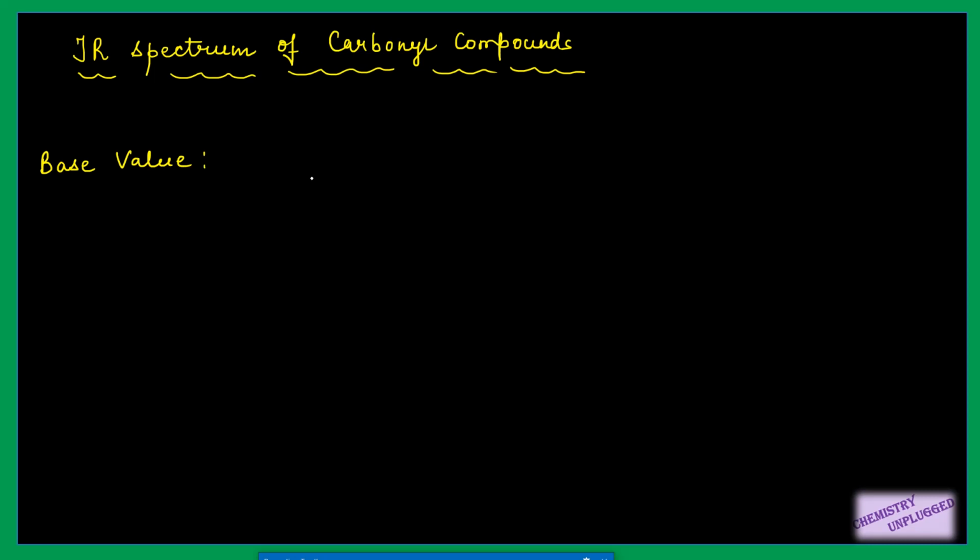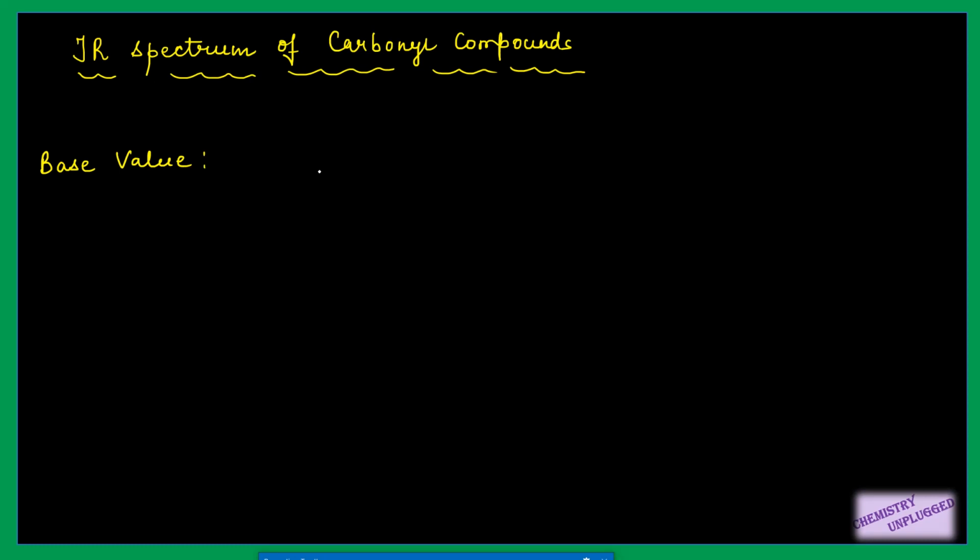So in today's video we will take the second part of IR spectrum of organic compounds, and in this part we will take the most important organic compounds for IR spectroscopy, carbonyl compounds, right? Most of the questions in CSIR NET and GATE are based on the IR spectrum of carbonyl compounds. So we will go into detail about what factors will affect it, and then we will see some examples. First we should know the base value.